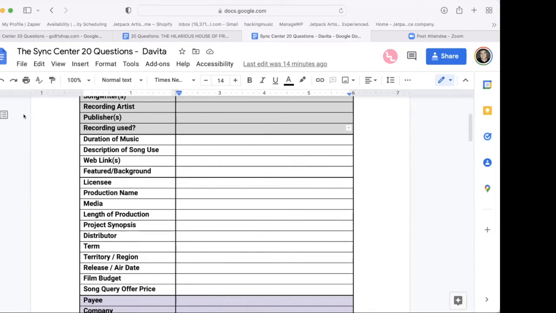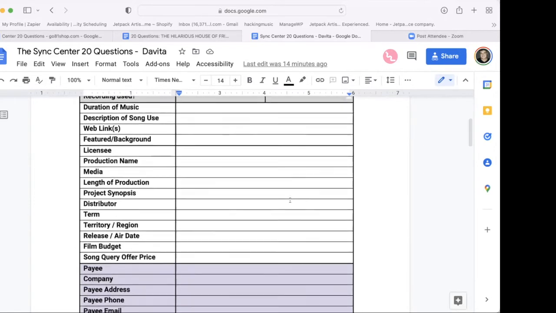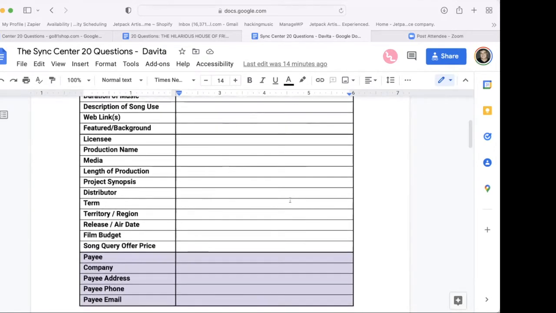Okay, so description of song use or web links. Is it a featured use or is it a background use? That's important, as a featured use will be much more expensive than the song playing in the background. So those are the meat and potatoes data points for the use itself. And then we go to the offer price.